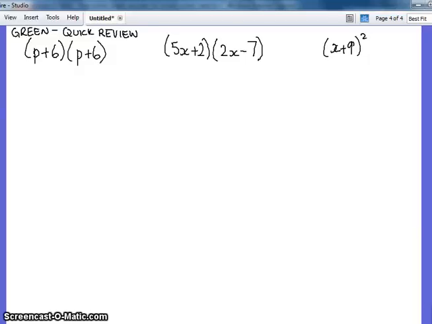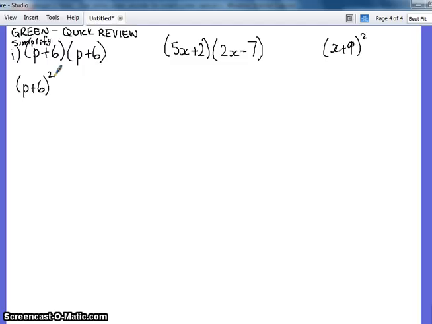Okay, so if we were to simplify these questions, how would you go about simplifying this first one? For us to simplify, how would you go about simplifying (p plus 6)(p plus 6)? How would you go about that? P plus 6 squared. Yeah, so what you need to understand is there's lots of different ways of doing it. You'd make it (p plus 6) all squared, Jared. That's what you'd do.